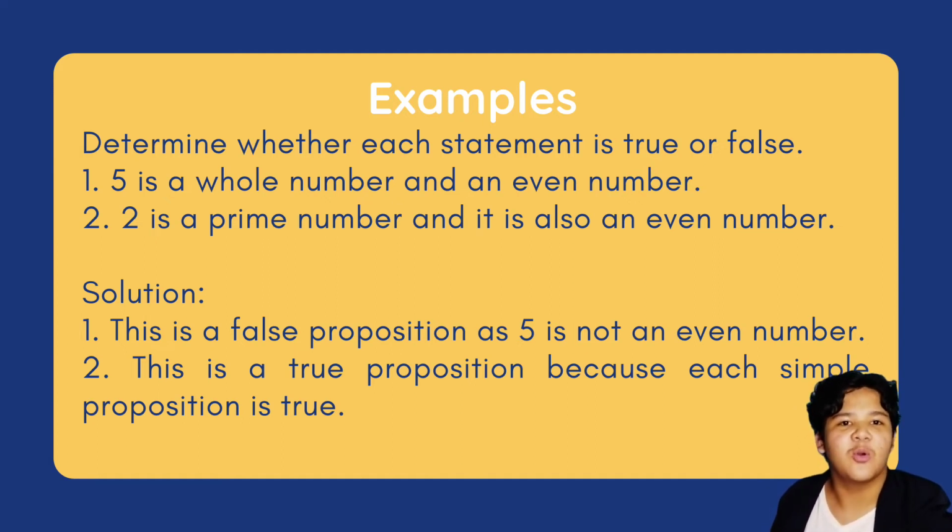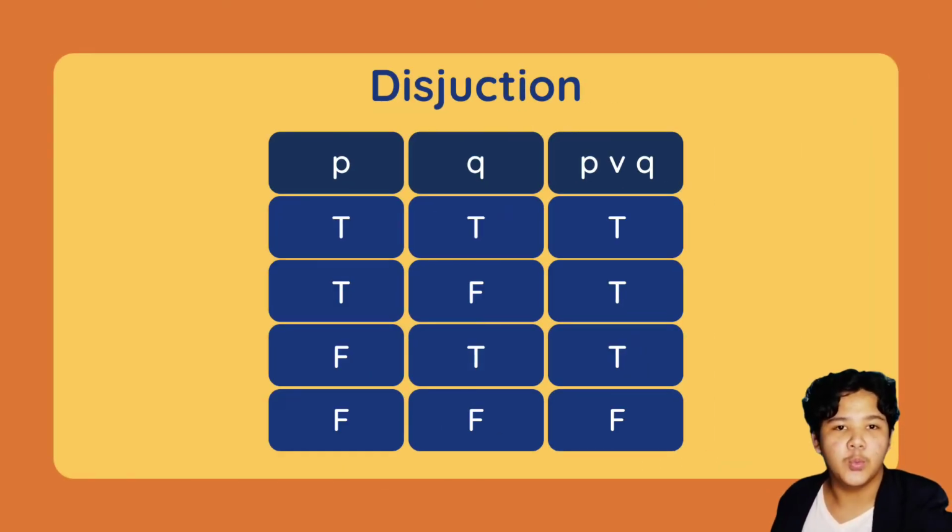Number 2 is a true proposition because each simple proposition is true. On the other hand, according to the definition of disjunction, the truth value will be true when either P or Q is true. Applying this to the truth table of disjunction, if there is one true in any proposition, P or Q, then the truth value will be true. The truth value will only be false if both propositions are false. We can read the upper part of the table as P or Q.